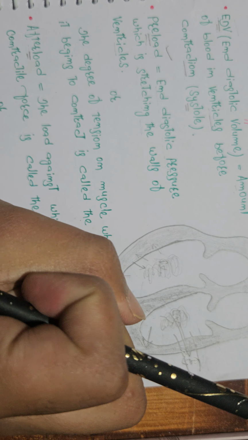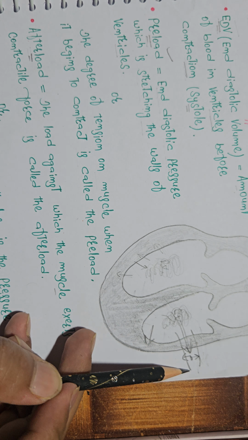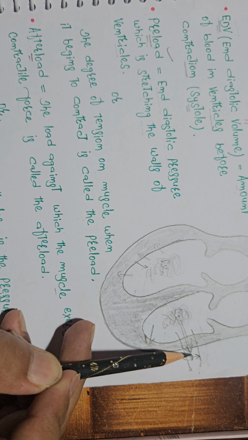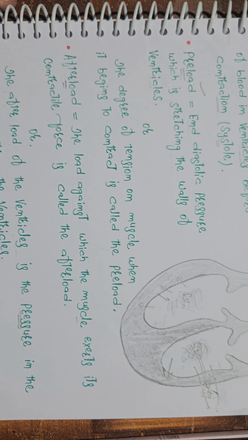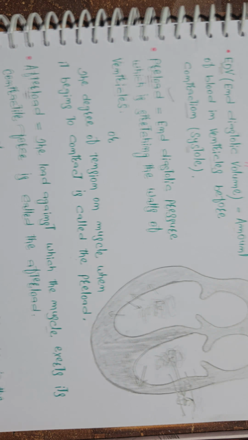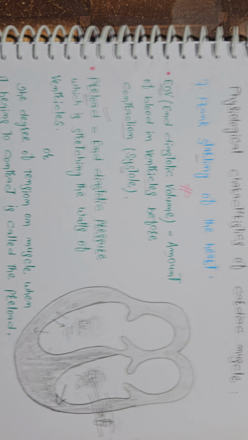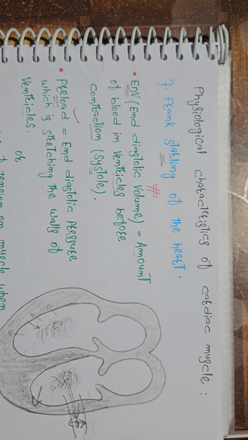So when the ventricles contract, the left ventricle gives blood to the aorta. Now blood goes into the aorta, and that blood in the aorta is exerting pressure on the walls of the aorta. That pressure is called the afterload. Clearly, these are the 3 terms that we needed to know. Now we have the Frank-Starling law of the heart.